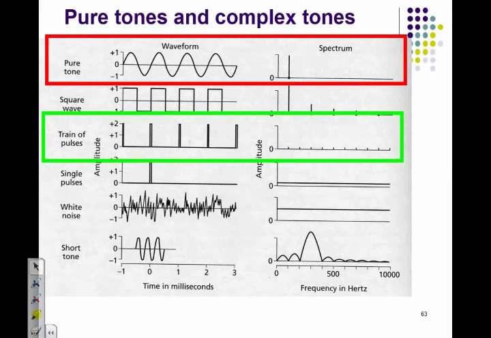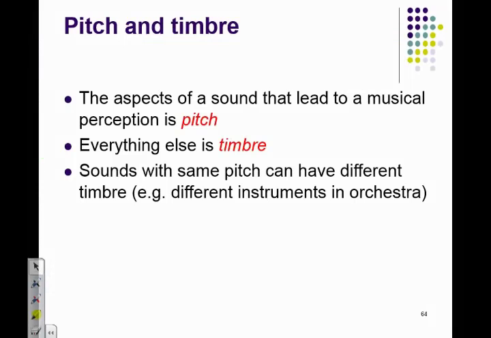I'd say that first, we have two ways in our brain how we perceive pitch. One is measuring time and one is measuring frequency. The aspect of a sound that leads to musical perception is pitch; everything else is timbre. Sounds with the same pitch can have different timbre, obviously, otherwise you couldn't play music on different instruments. And you can have the same timbre but different pitch. That just means you play a different note on the same instrument.